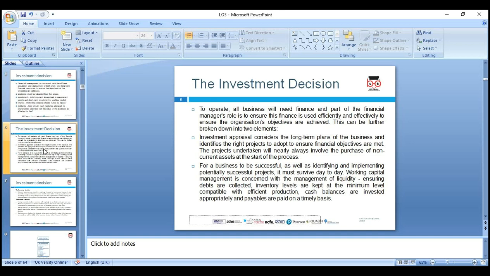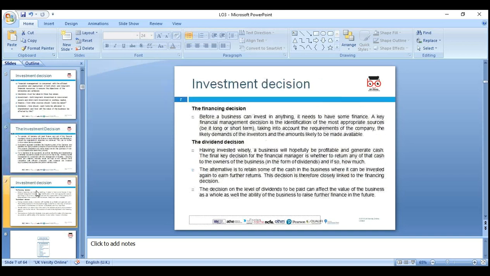For the business to be successful, identify and implement successful projects and survive day-to-day through working capital management. Always we need to look at cash, payable and receivable days as well. When you make the investment decision and financing decision, before a business can invest anything, there needs to be some finance. And the key financial decision is to identify the most appropriate source.